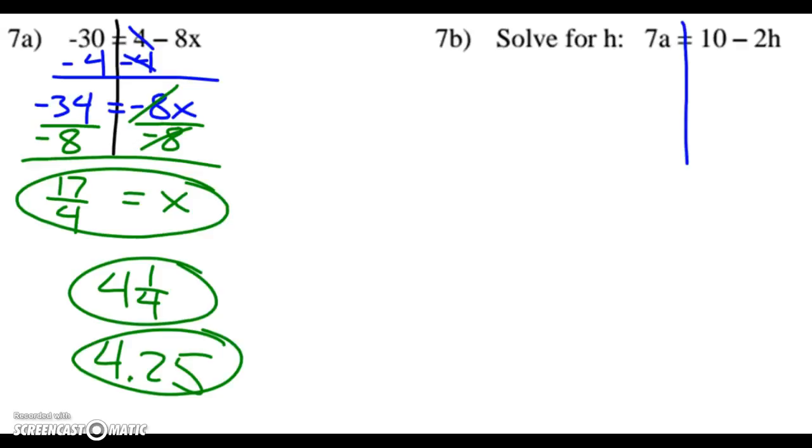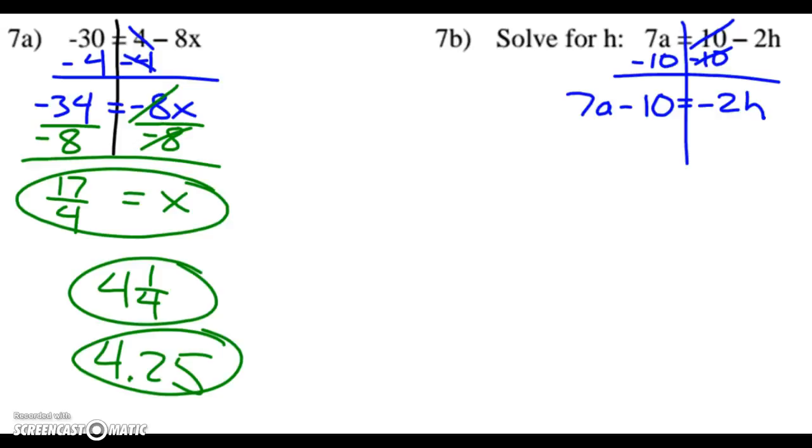Is subtract a number over. I'm going to subtract 10. Those cancel. I'm left with negative 2h on the right. I do not know what 7a minus 10 is, so I can only write 7a minus 10. Remember, I can't combine those because 10 does not have an a attached to it. They're not like terms. All right?